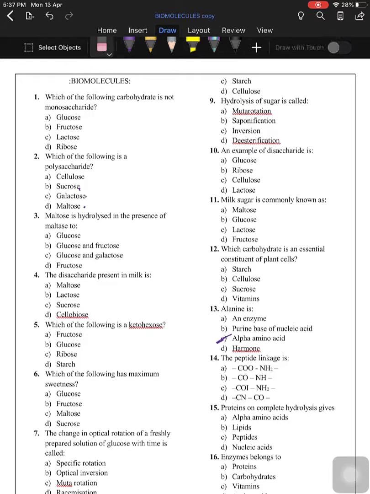Moving on to the next question, very easy one. The peptide linkage is the dash. Now the peptide linkage, you know already, they are replaced by one hydrogen. It is nothing but a CONH. Therefore, for 14th question, option B would have been the right one.